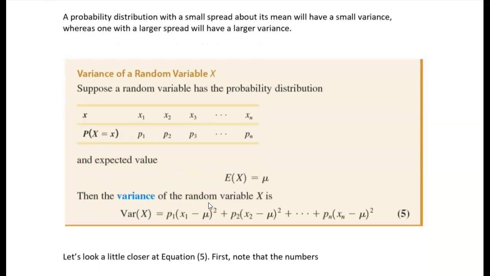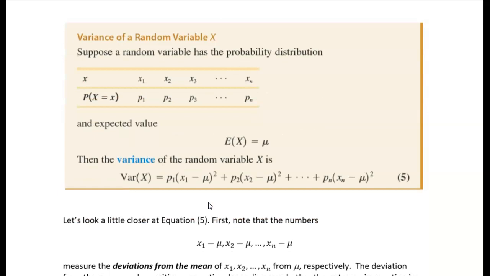One way to get a positive deviation from the mean is to square it, because a negative times a negative gives you a positive, and a positive times a positive is, of course, positive. If you have a negative deviation from the mean and you square it, you end up with a positive value. So one way to get a positive deviation from the mean is to square it.